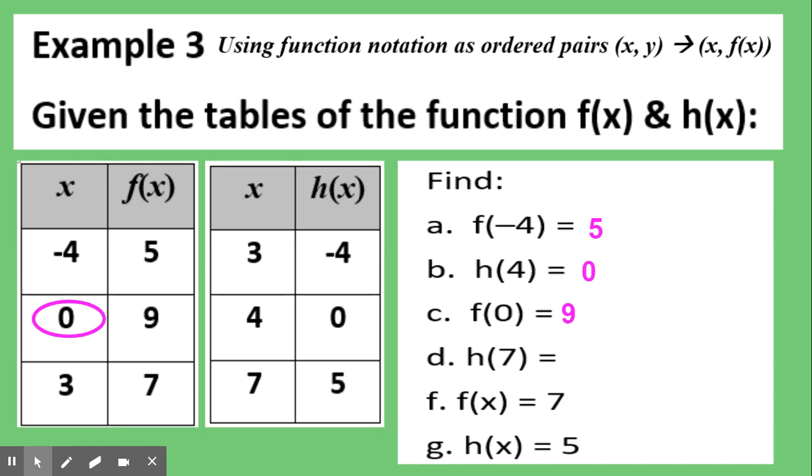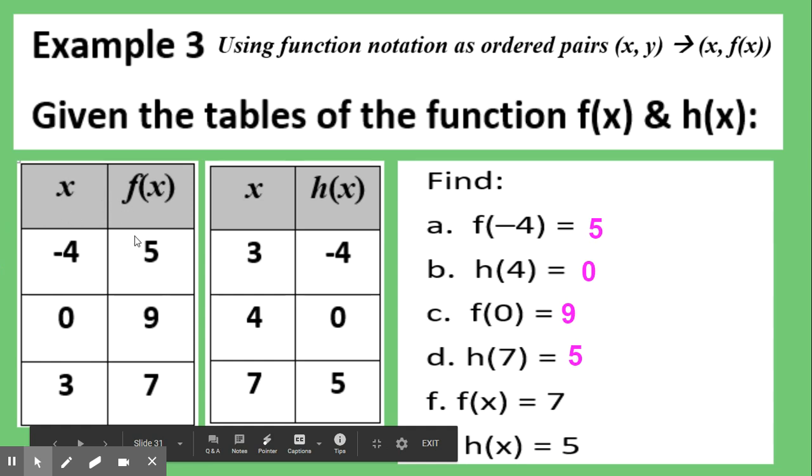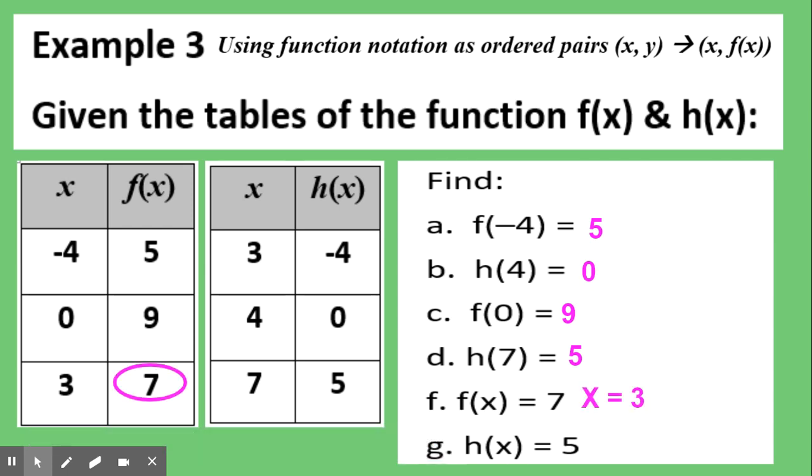So when you have 7 for the h of x, your x value is 7. You have 5 as your output. Okay. You have f of x equals 7. This time you don't have your x value, you have your y value. So on your table, with your function f of x, your y is 7. So what is your x value there? It would be 3. Okay, so 3 comma 7.